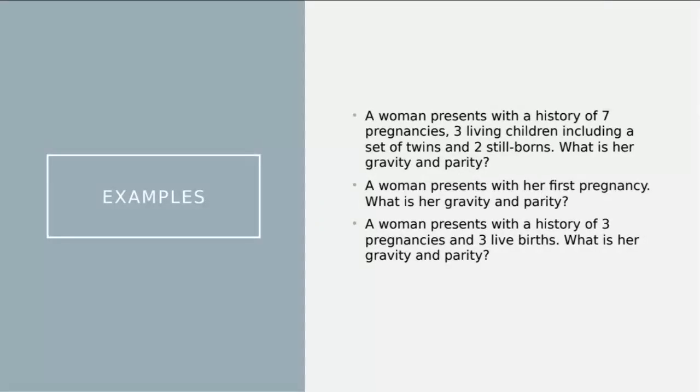So here we have some examples. I want you to take a minute and see if you can calculate what their G and P would be. So a woman presents with a history of 7 pregnancies, 3 living children, including a set of twins, and 2 stillborns. What is her gravity and parity? Same thing, a woman presents with her first pregnancy. What would her annotation be? And a woman presents with a history of 3 pregnancies and 3 live births. What would be her gravity and parity? So I am going to post on the discussion board, where you will post what you believe your answers to these examples would be.